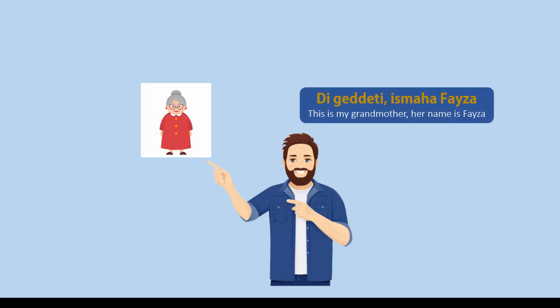دي جدتي اسمها فايزة. جدتي, my grandmother. So the word جدة only means grandmother. جدتي, my grandmother. دي جدتي اسمها, her name. Her name is اسمها, his name is اسمه. Keep these things in your mind. اسمها فايزة. دي جدتي اسمها فايزة. Faster. دي جدتي اسمها فايزة. Right, next.